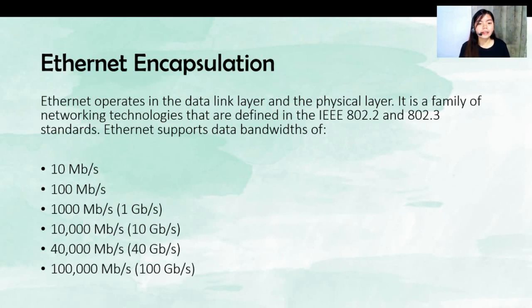Ethernet encapsulation. Ethernet operates in the data link layer and the physical layer. It is a family of networking technologies that are defined in the IEEE 802.2 and 802.3 standards. Ethernet supports data bandwidths of 10 Mb/s, 100 Mb/s, 1000 Mb/s, 10,000 Mb/s, 40,000 Mb/s, and 100,000 Mb/s.